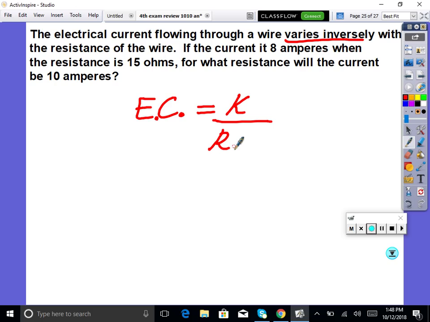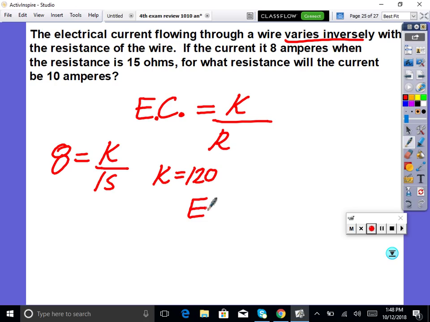Now it says if the current is 8 amperes when the resistance is 15 ohms, for what resistance will the current be 10 amperes? Now remember, for these type of problems, you'll always solve for k first with the first sentence. So the current is 8 is equal to k, we don't know what k is, divided by our resistance of 15. So solving for k would be your first step. You would do 8 times 15, so k is equal to 120. So now our new formula is electrical current is equal to 120 over R.